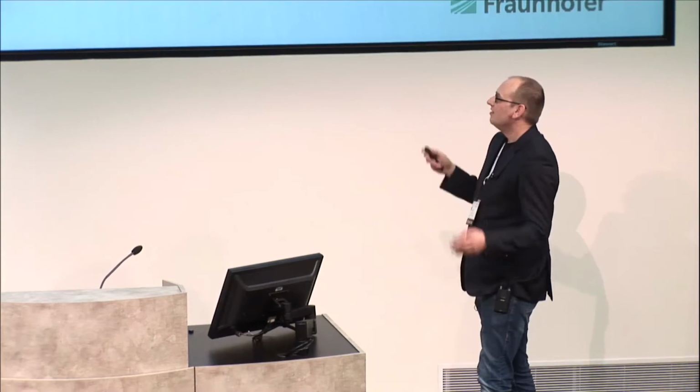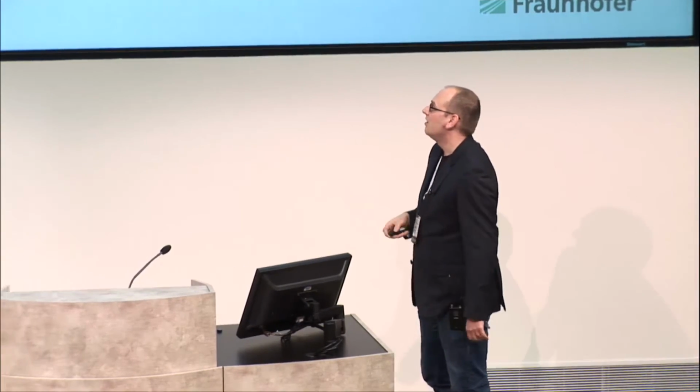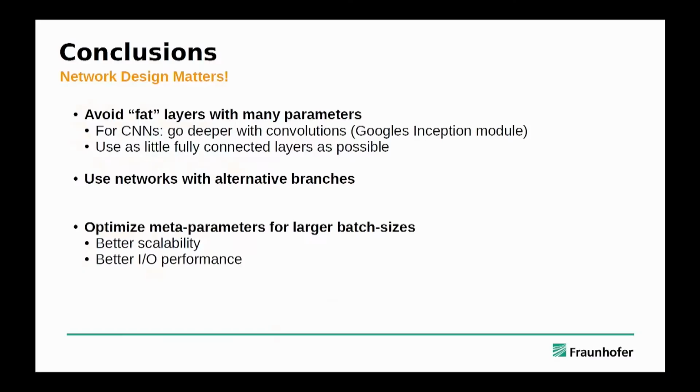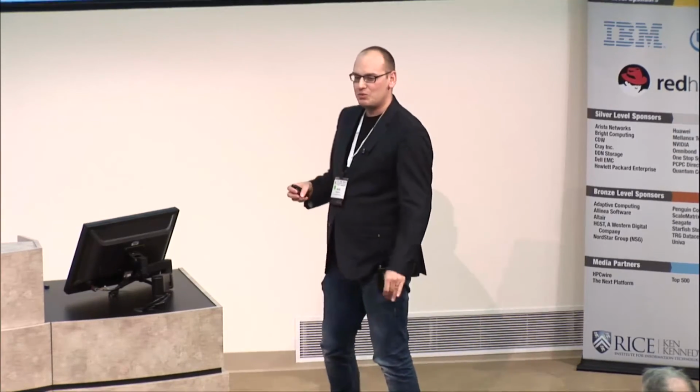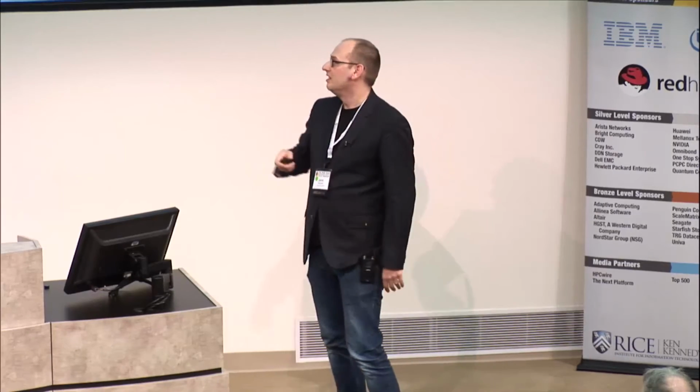And if you want to start now, what can you do? The best tip actually is to start when you're designing your networks. Go deep. Avoid fat layers with many, many fully connected neurons. Maybe you can actually get rid of the fully connected layer altogether. That's actually possible. Google has shown that with their Inception module. So it's kind of insane. Now you have a deep neural network without fully connected neurons, but it works better. Also, use networks with different branches, which can be parallelized in an easier way.